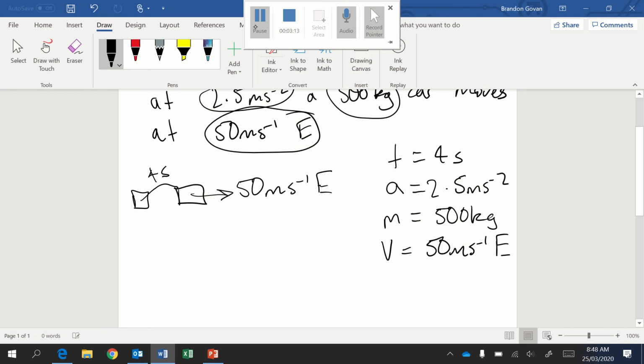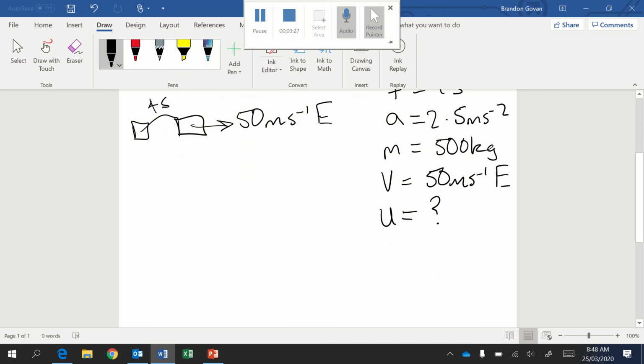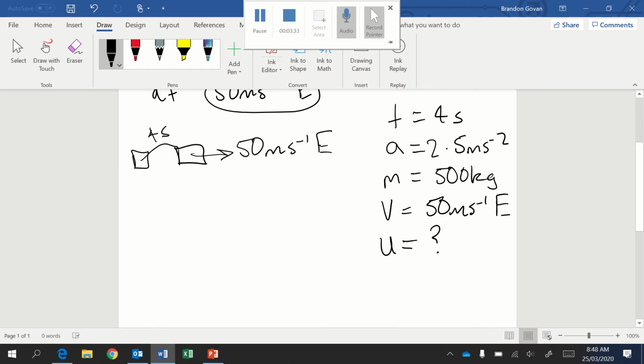Now the question asks, calculate the initial velocity if the acceleration was positive. So that means that we want to calculate u. So if we have a look at the variables that we currently have, we've got t, a, m, v, and u. Now, if we go to our kinematic equations, I don't have them shown here, but you guys should have those recorded in your book somewhere. If we look at our kinematic equations, we need to find one that contains u, because that's the variable we want to find, and that also contains all of the other variables that we have numbers for.